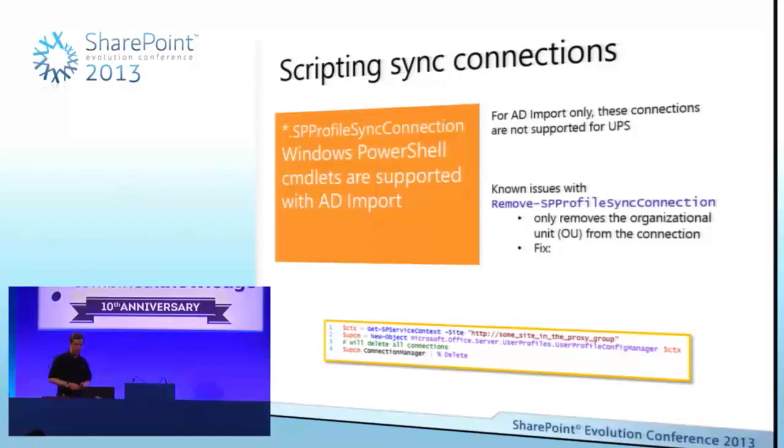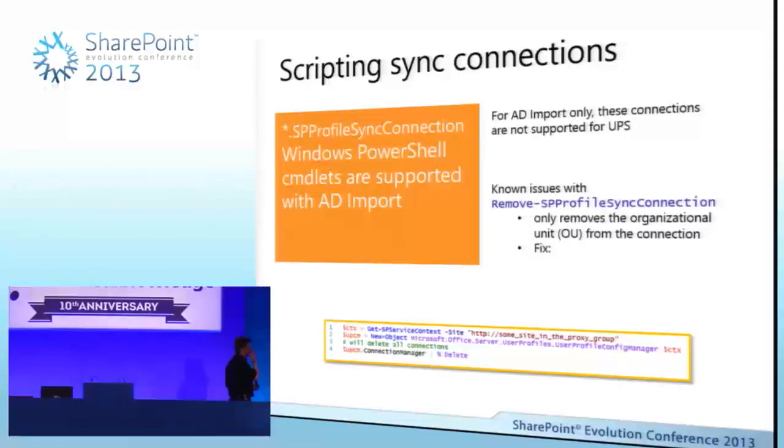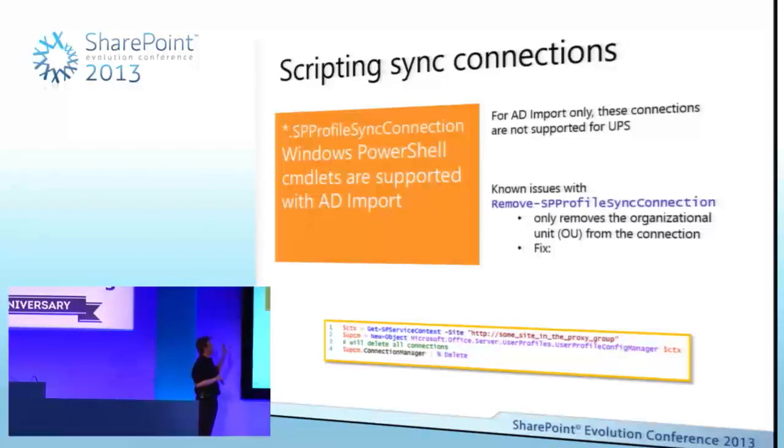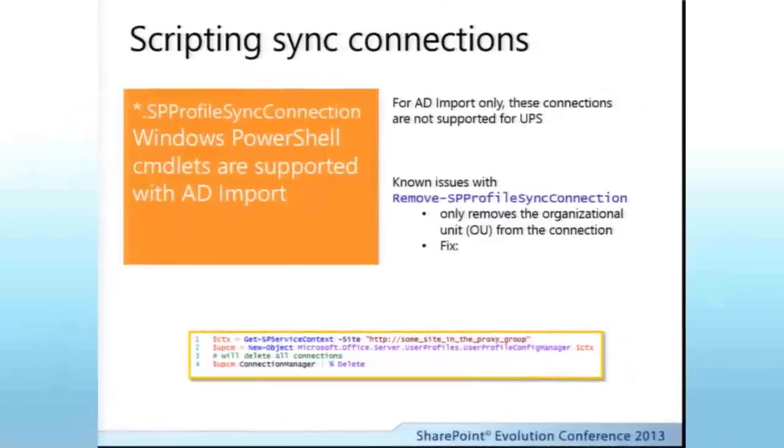Scripting of sync connections. This is something we can't do in SharePoint 2010, and we still can't do with UPS, but if we are using Active Directory Import, we are supported to try and use the SP profile sync connection commandlets. So that's kind of useful to us if we're doing automated build scripts.